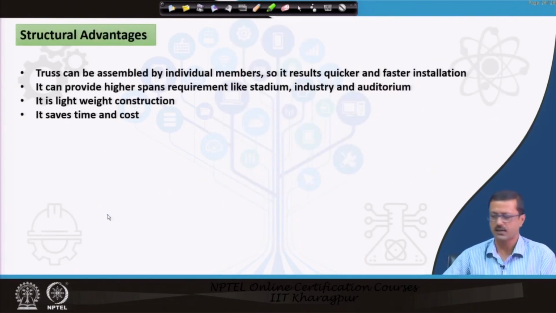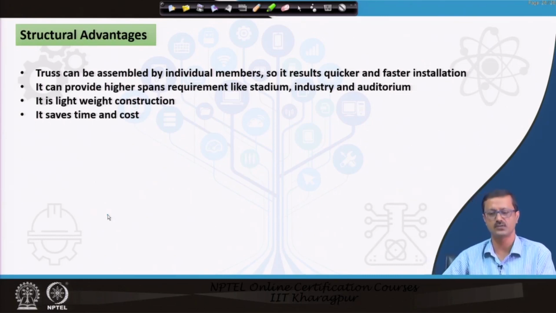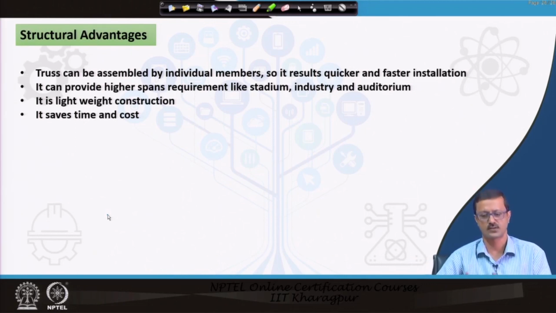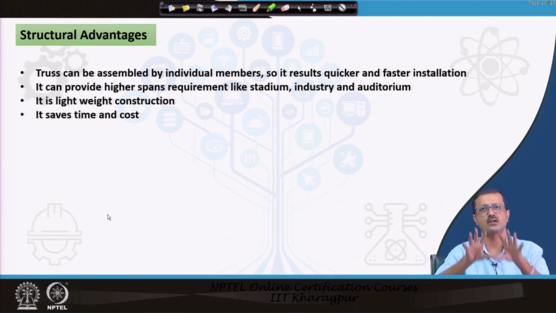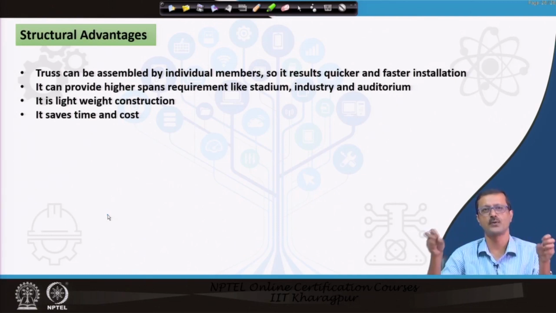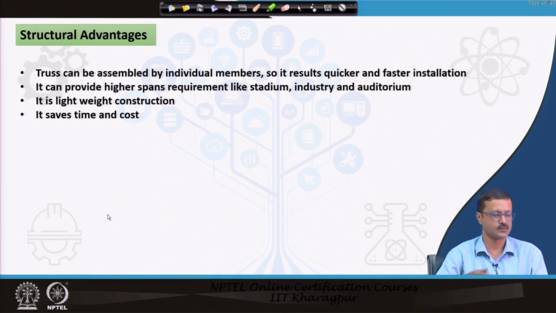So, the structural advantages: it has a lot of advantages. This truss can be assembled from individual members, so it is very easy to erect and very quick to install. It provides high span solutions like stadiums and industry, as I told. It is lightweight construction, because a lot of it is open webs, so the self weight is very less compared to a beam of that much depth, and it saves time and cost.